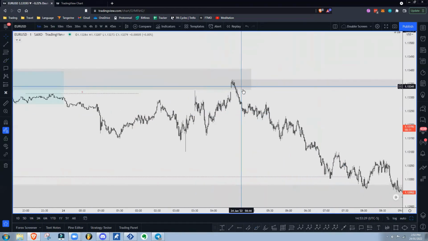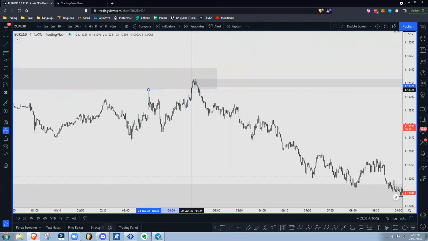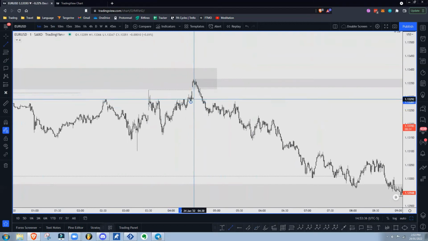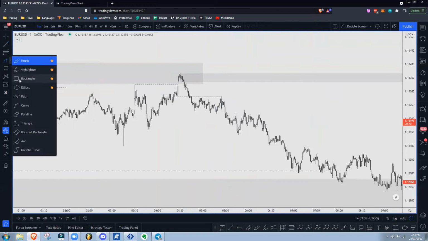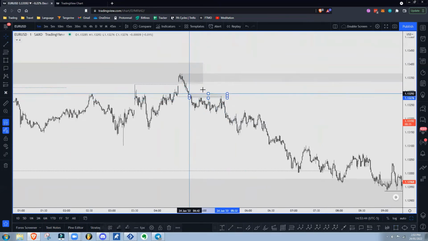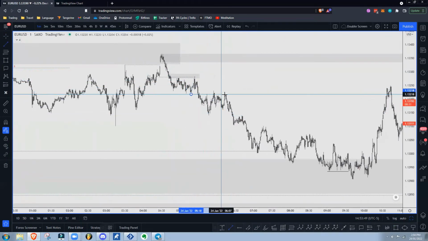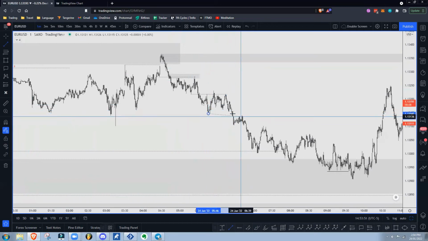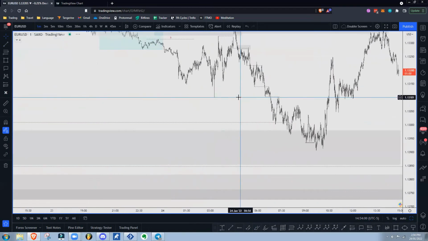No, nothing of interest to me, honestly, other than the fact that as soon as we swept structure here, and then we broke, this is the breaker block, you can see that we mitigated that right at that level too. There's this order block that broke through it, just like that. And then we just continue down making efficient price action.